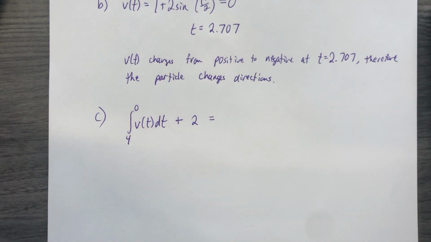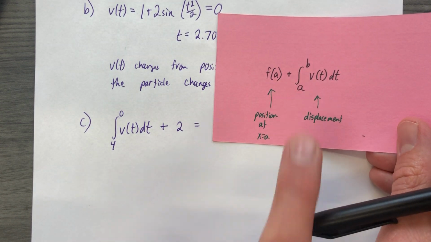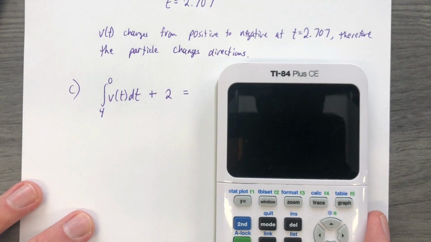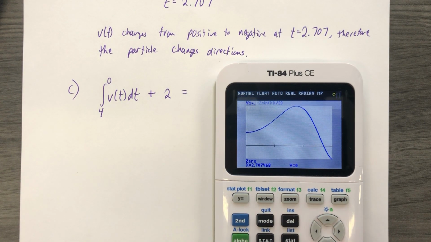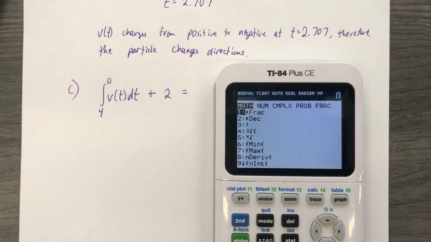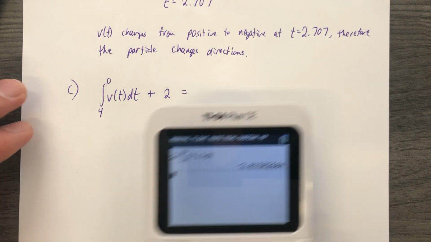Just flip a card over. Let's see what happens. Oh, there we go. The position you know, plus your displacement. It works. It's going to work, even if you're time traveling, moving backwards. So let's do this. I'm going to rearrange it. Let's put the 2 first, then 2 plus the integral, and then from 4 to 0, or 0 to 4 with a negative in the front. And then we need the velocity, which is v(t) dt, and we're going to get that.